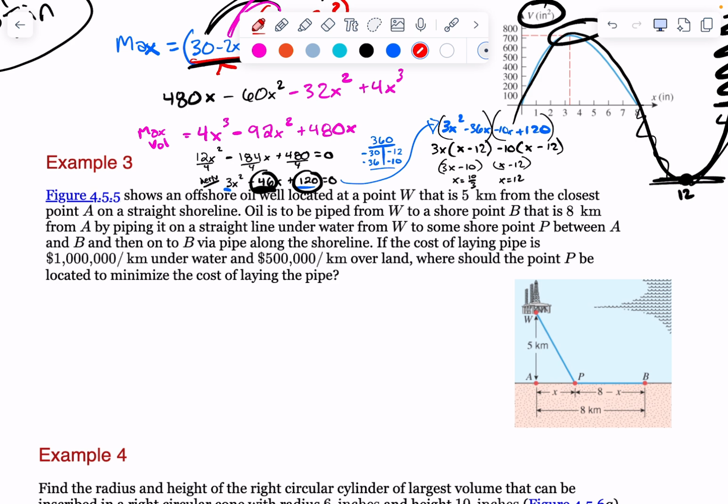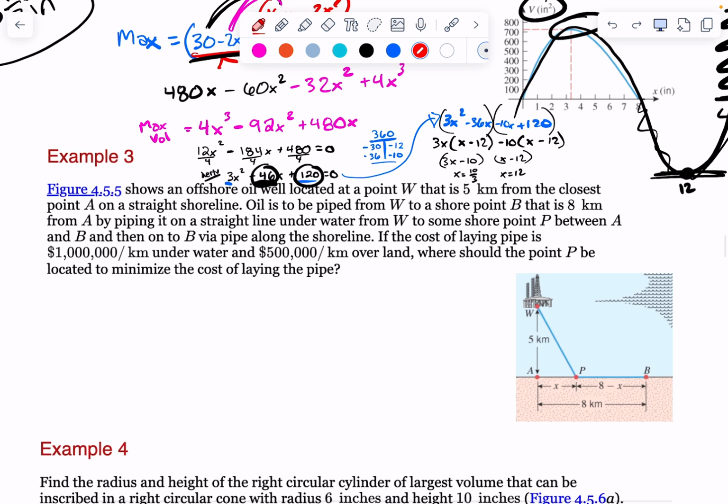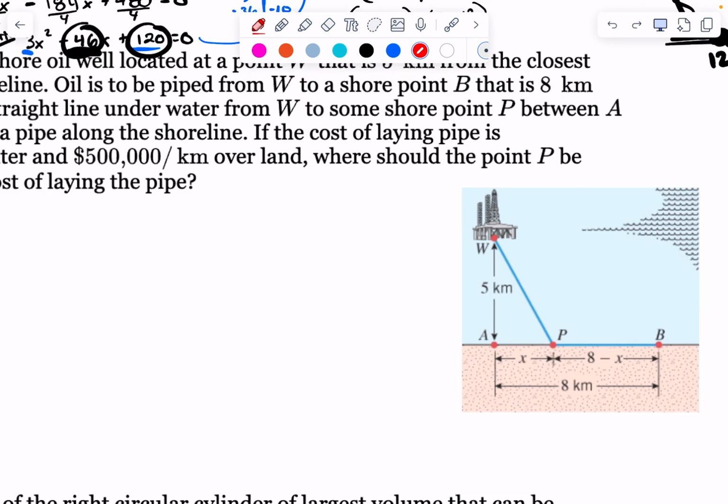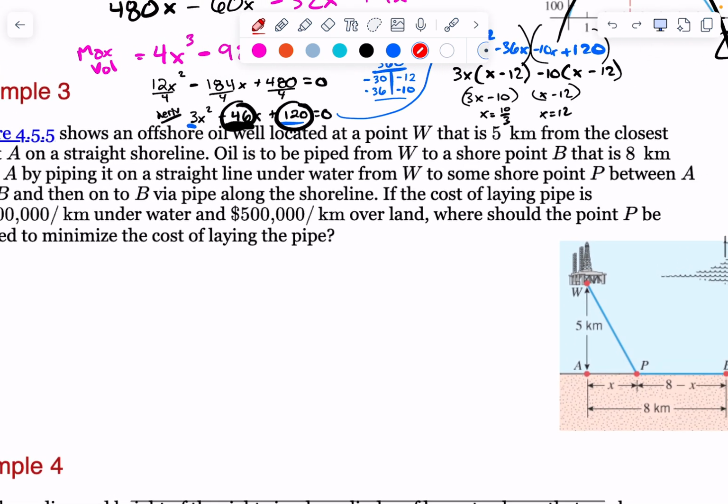Okay. This figure shows an offshore oil well located at point W. Here's my oil well, and it is in the ocean, like many of them are. It is 5 kilometers from the closest point A on the shore line. So, perpendicular to the shore, 5 kilometers, shortest distance. But then we have somebody over by P.